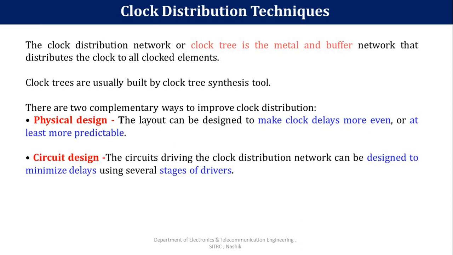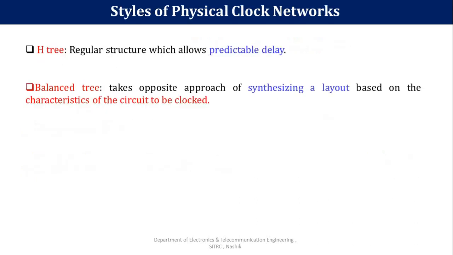The second type is the circuit design. In this case, the circuit driving the clock distribution network can be designed to minimize the delay using several stages of drivers. We have to use drivers when the clock is distributed over a larger area of the chip. A number of drivers are required to drive that clock so that we can minimize the delay.